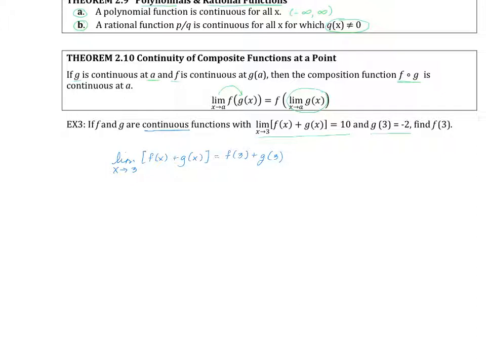Okay. Well, I also know that g of 3 is equal to negative 2. And this limit has to be equal to 10. So if we put these last two pieces together, that says f of 3 minus 2 is equal to 10. Or in other words, f of 3 is equal to 12. And I'm done.